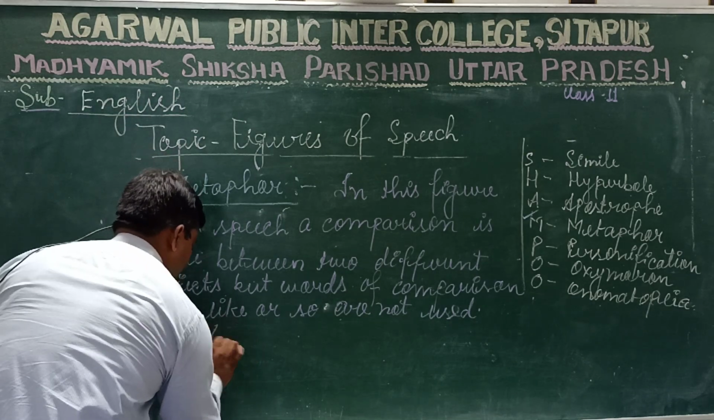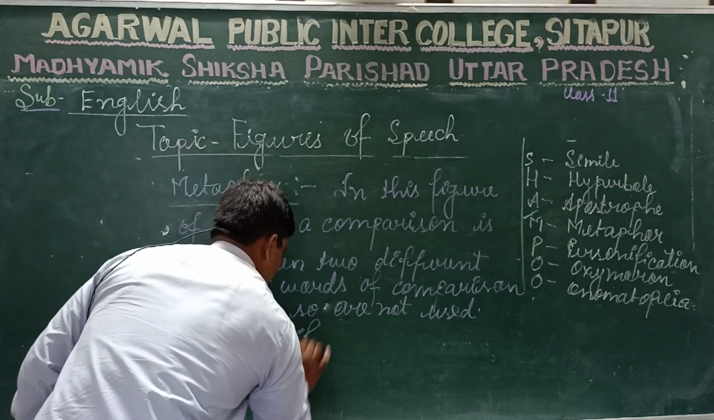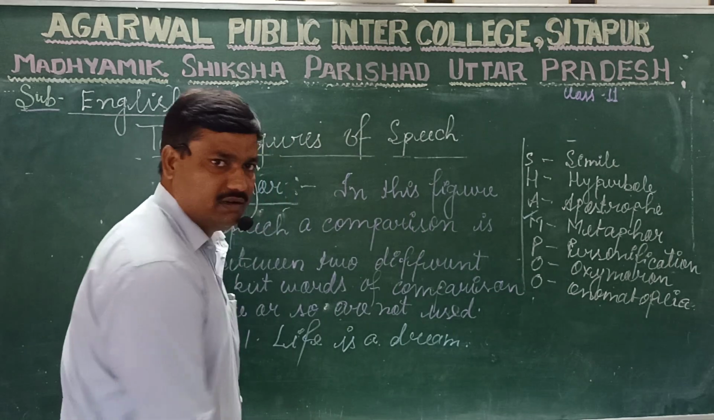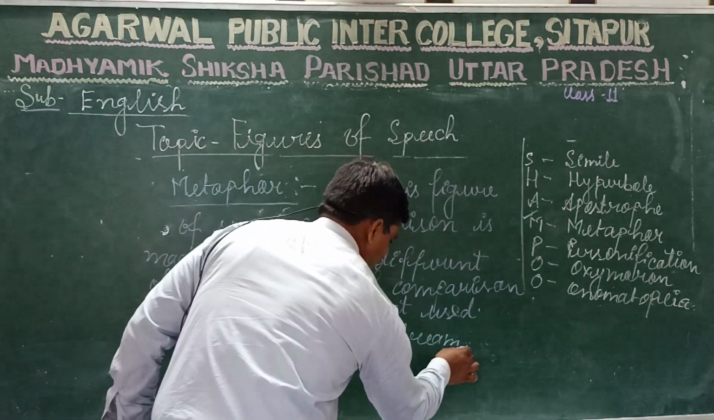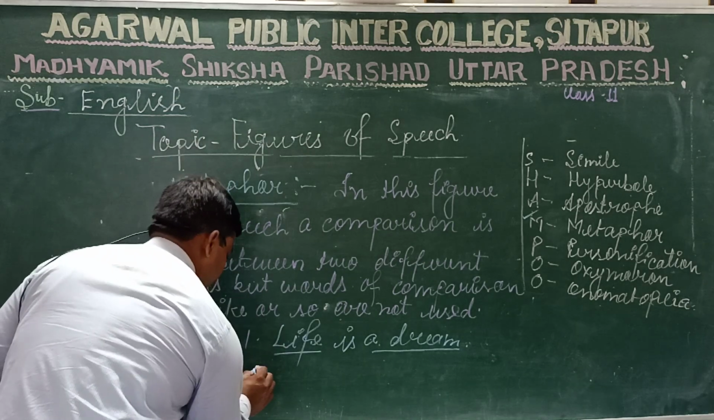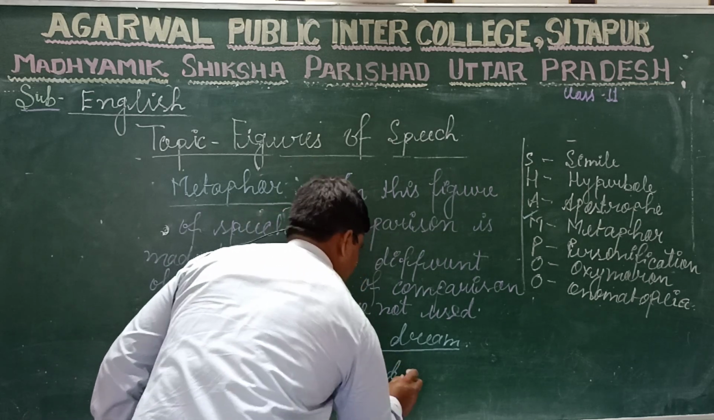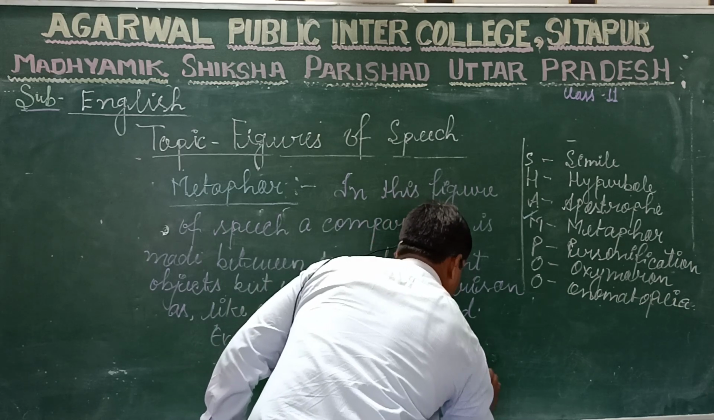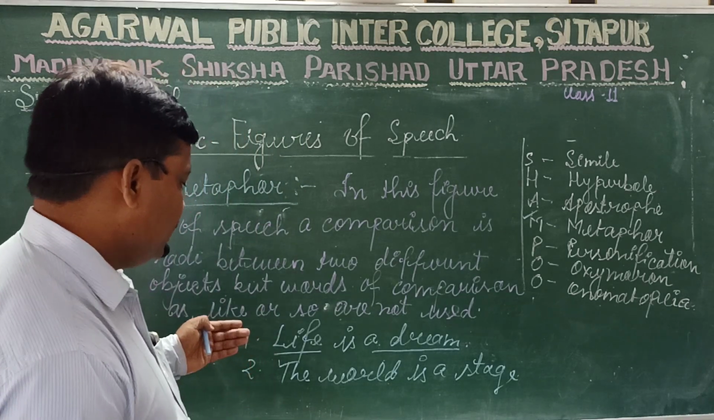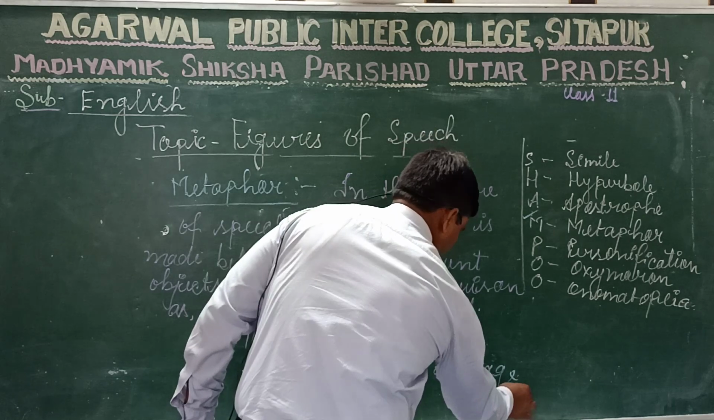You may notice it through this example. Example is, life is a dream. So there is a comparison. Life is compared to the dream, but there are no comparison words. Next example: the world is a stage. In this sentence, you may see here that the world is compared to a stage.